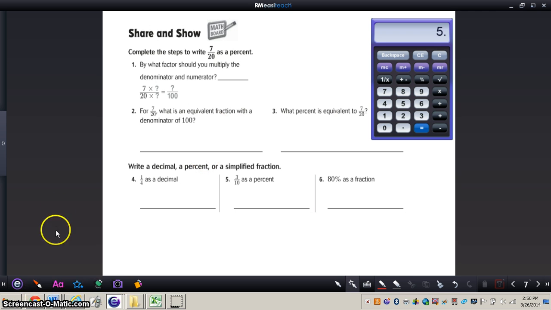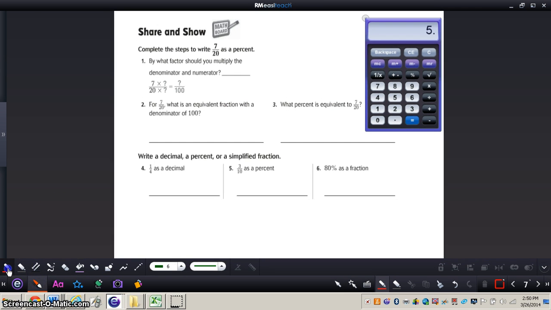So we know that 20 times 5 equals 100. For 7/20ths, what is the equivalent fraction with the denominator of 100? We multiply the denominator by 5 and then also the numerator by 5. So we have 35 hundredths here.